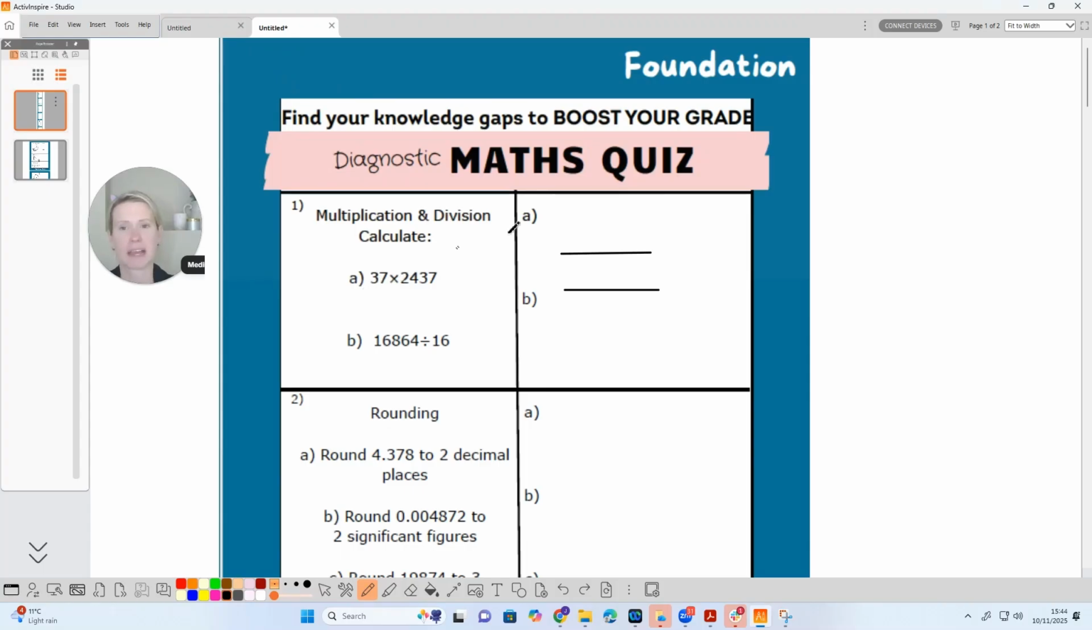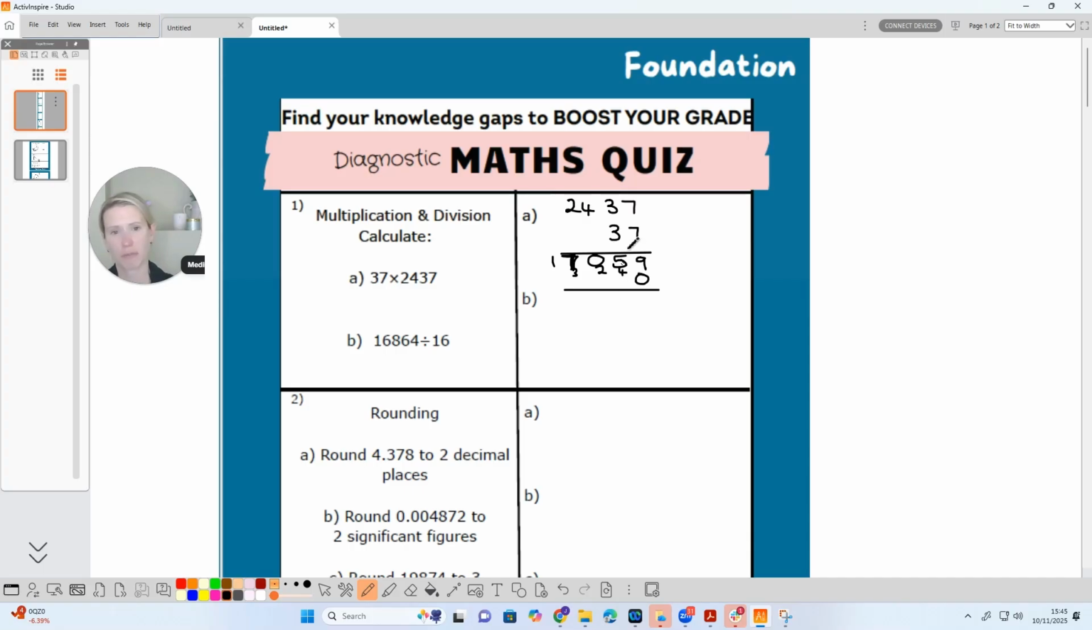So the first one is the multiplication of 37 times 2,437. 7 sevens are 49. 7 times 3 is 21, plus your 4 is 25. 7 fours are 28, plus 2 is 30. 7 twos are 14, plus 3 is 17.